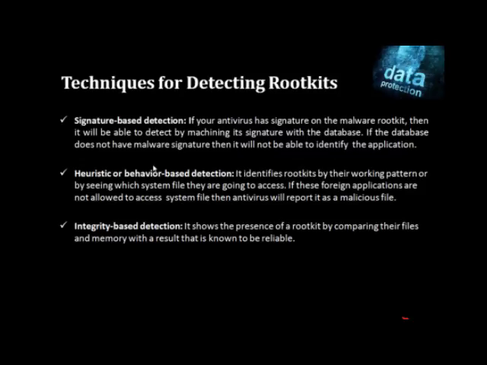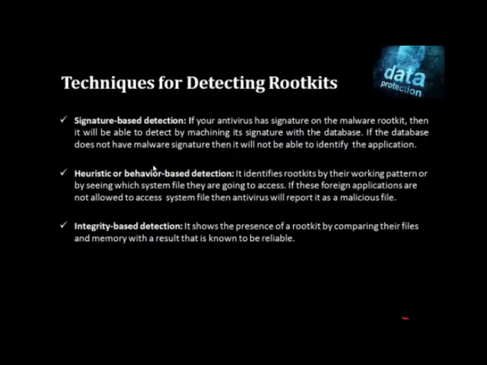Now it is important to understand the various methods employed by software solutions nowadays in order to detect rootkits. The first method is signature based detection. If your antivirus has a signature of the malware rootkit, then it will be able to detect it by matching its signature with the database. If the database does not have the malware signature, then it will not be able to identify the application.